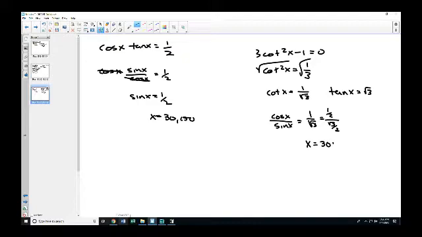Not 60. You say 60? Yeah, 60 would be 60. That would be tangent, right? Well, so this is a possibility, positive, positive. We could also have a negative and a negative to make this positive, right?